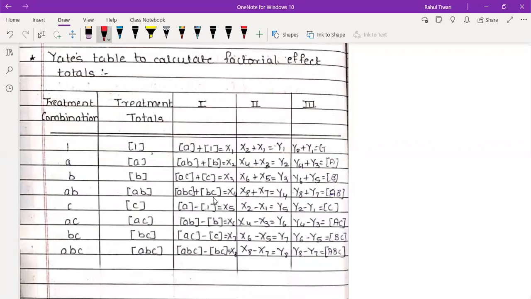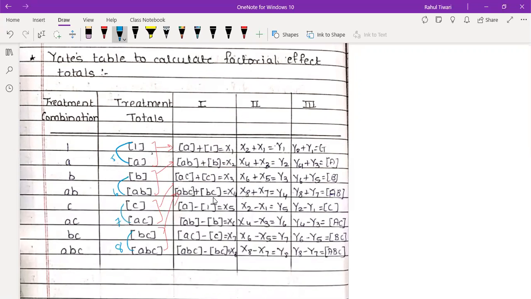So first, what to do: add the first 2, we get the first one. Add the next 2, the second one. Next 2, third one. Next 2, fourth one. Then do it the reverse way: this minus this, this minus this gives the 5th one, this minus this the 6th one, this minus this the 7th one, and this minus this the 8th one. So this will be the last.